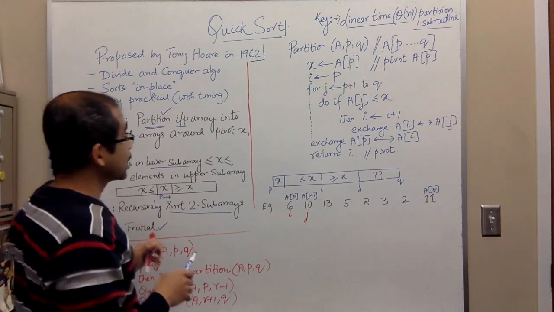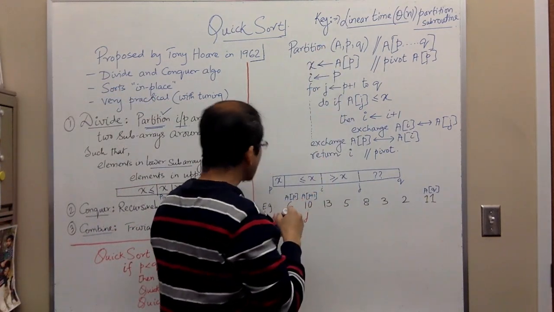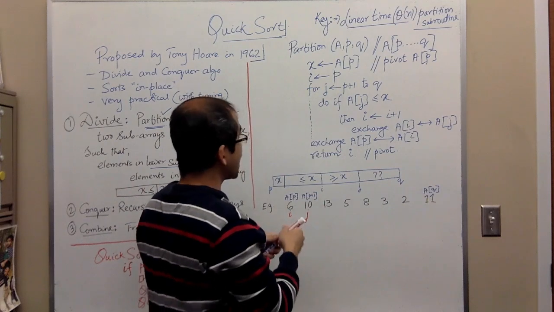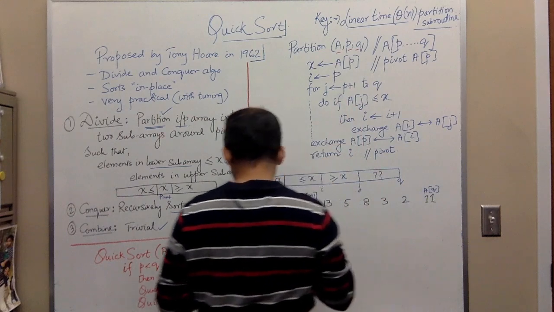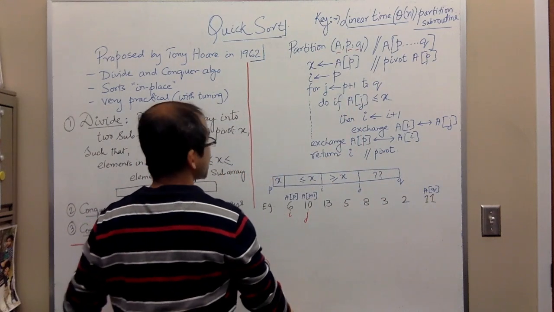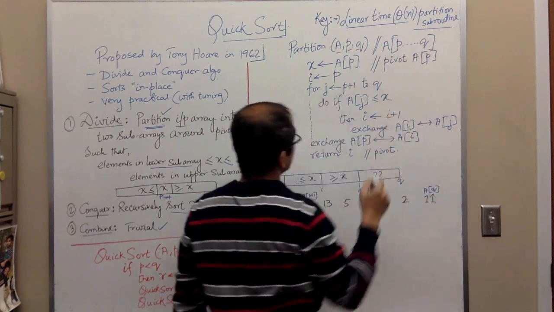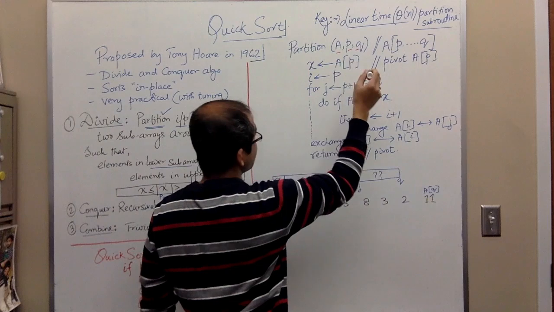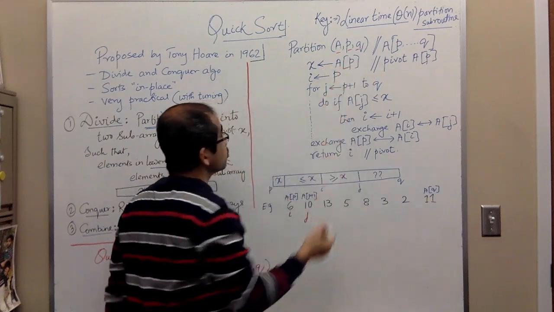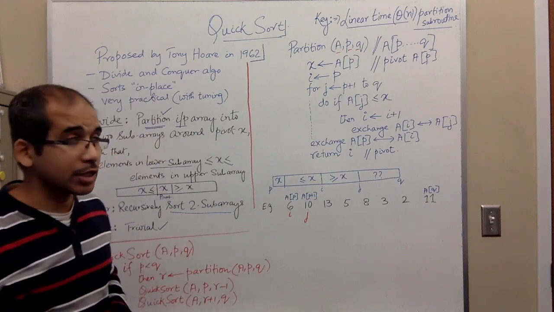Suppose this is an input array. The input array is A, the first element is p and the last element is q. So the array looks like this: A, p to q. Now you see x is the pivot element, which is A[p]. That means we are choosing the first element of the array as the pivot.